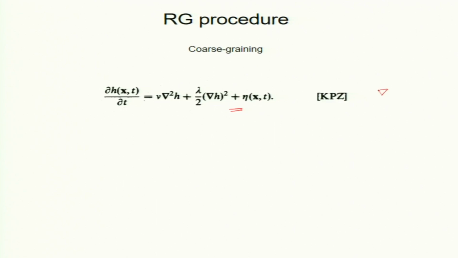So, it turns out if I write grad h equal to velocity u, the velocity vector, I can take the gradient of this equation. Then I get a new equation: nu grad square u plus lambda u dot grad u plus gradient of eta. But gradient eta is also a noise, some new noise; you can call it zeta if you like. So, this equation, anyone knows what this equation is?